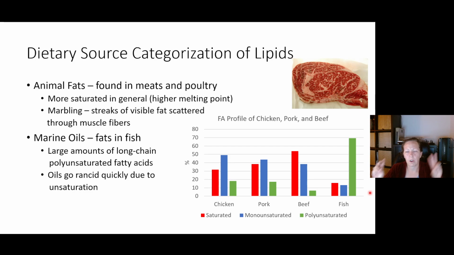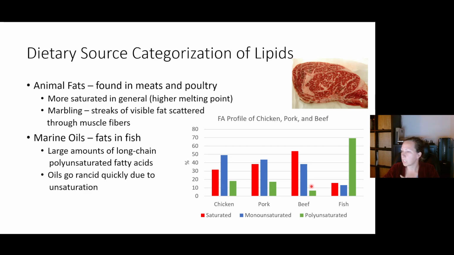This is just a generic fish oil stat that I found online. It's going to vary a little bit by the type of fish, but in general here, the polyunsaturated fatty acids in fish are through the roof compared to our land animals, at nearly 70% of the total overall fatty acid profile. And the saturated and monounsaturated are far less. So I just wanted to show you that.